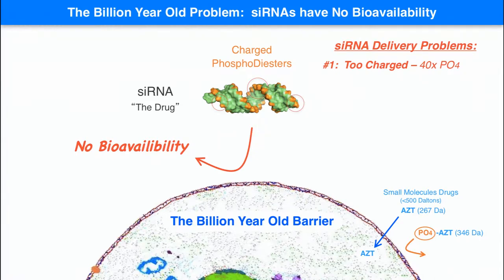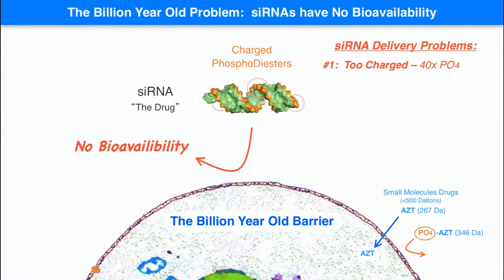So the first problem is that they're too charged. This has the backbone of a typical siRNA drug, which is 21 nucleotides that's double-stranded. And that's what this is here. The phosphates are in orange here. There's 40 phosphates on a typical siRNA. And so it has absolutely no bioavailability against this billion-year-old barrier.